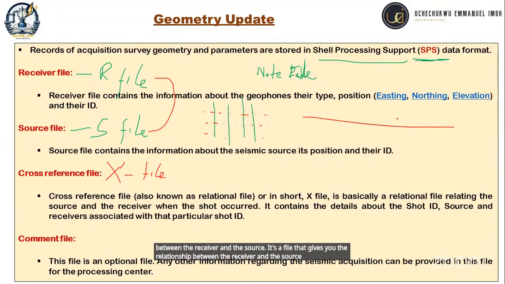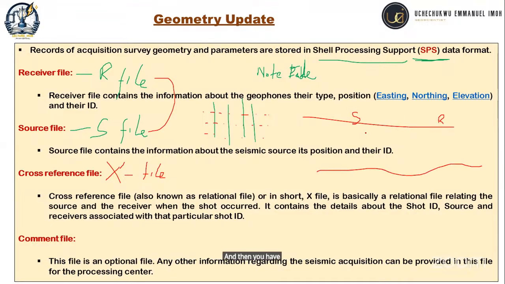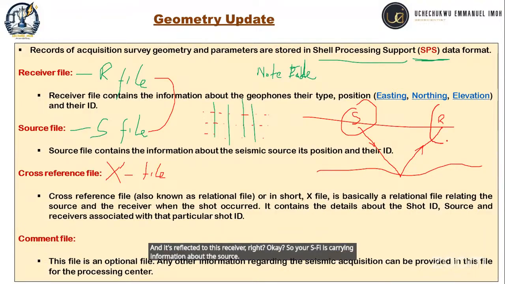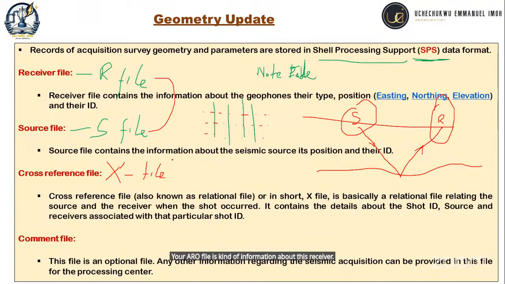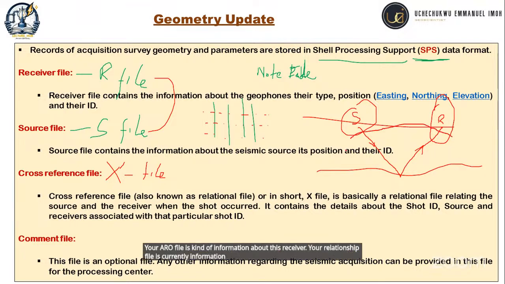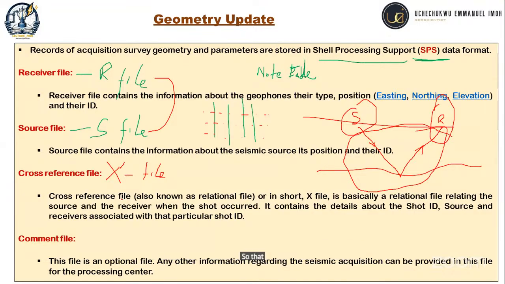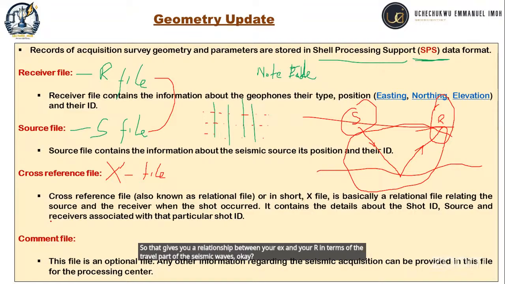So you know that during acquisition, you have your source here, you have a receiver here, and then you have a particular geologic boundary. The seismic wave travels to the boundary and is reflected to this receiver, right? Your S file is carrying information about the source. Your R file is carrying information about this receiver. Your relationship file is carrying information about the travel pathway of the seismic wave that is recorded here. So it gives you the relationship between your S and your R in terms of the travel path of the seismic waves, okay?